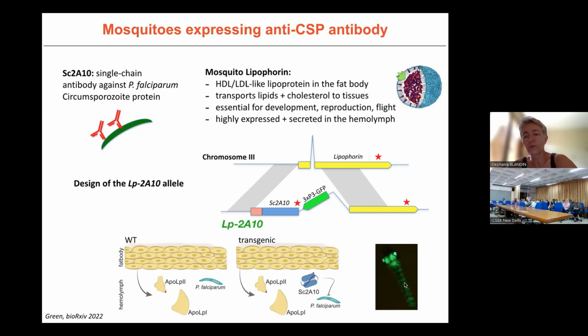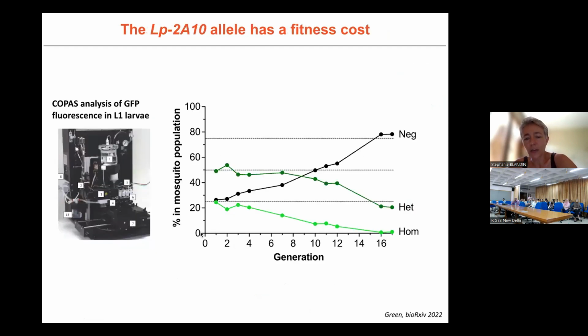The next part was to figure out, again, if this transgene had any fitness cost on the mosquitoes. And this is again followed over several generations. We follow the percentage of mosquitoes that are either homozygous for the lipophorin 2A10 allele, heterozygous, or wild type. And you see that with time, there is a decrease in the percentage of mosquitoes carrying this allele, which means that there's some fitness cost, but it's not tremendous.